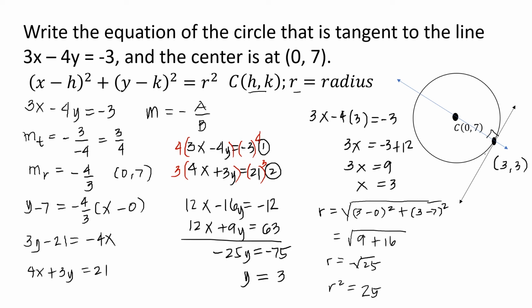Hence, substituting the coordinates of the center (0, 7) and r squared equals 25 to the standard form of the equation of the circle, the required equation is x minus 0, so that will be x squared plus (y minus 7) squared is equal to 25.